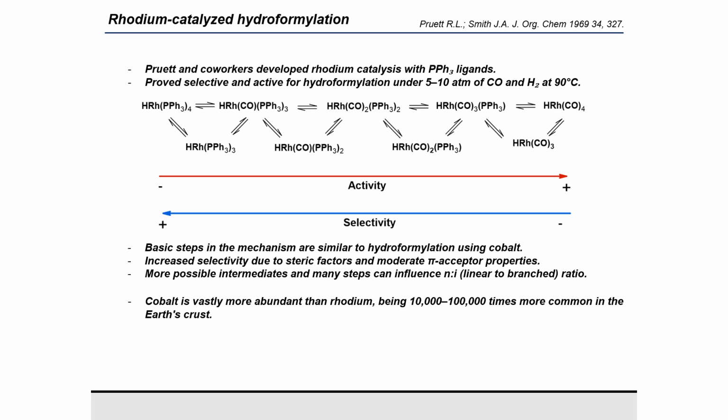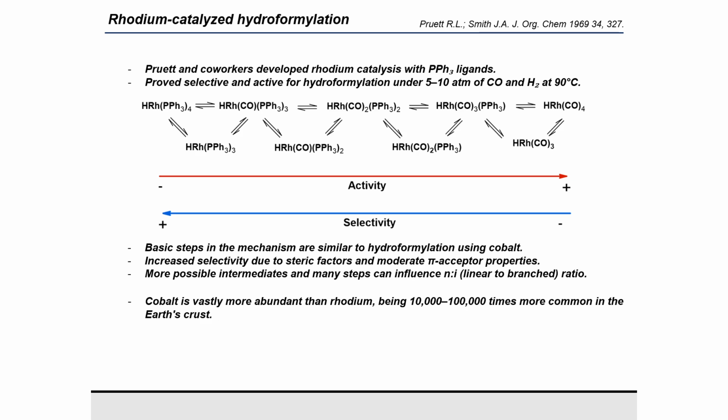The basic steps in the mechanism are quite similar to the hydroformylation using cobalt. This increase in selectivity is especially due to steric factors and the pi acceptor properties that this ligand has. It is worth noting that cobalt is vastly more abundant than rhodium, being like 100,000 times more common in the Earth's crust.